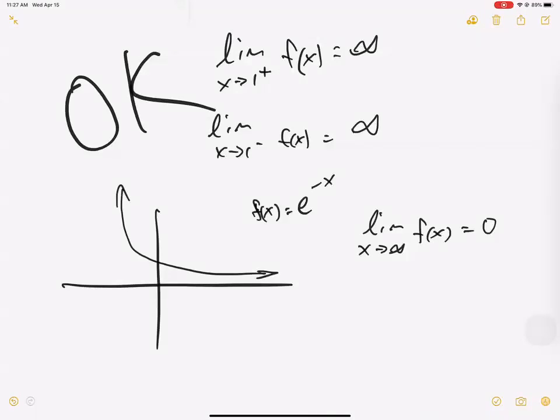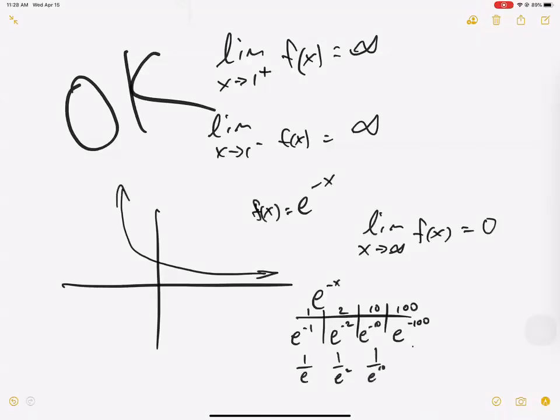Now, just to prove this numerically, if I write e to the negative x by plugging numbers, right? If I plug in 1, 2, 10, 100, okay? This would be e to the negative 1, e to the negative 2, e to the negative 10, e to the negative 100. Plugging into the negative x, this is a fraction. And these numbers become ever so small. And as x got bigger, we'd be getting closer to 0. And that's a number.